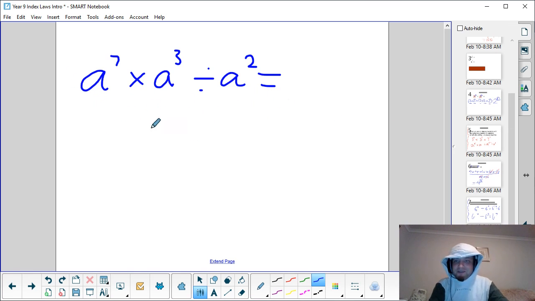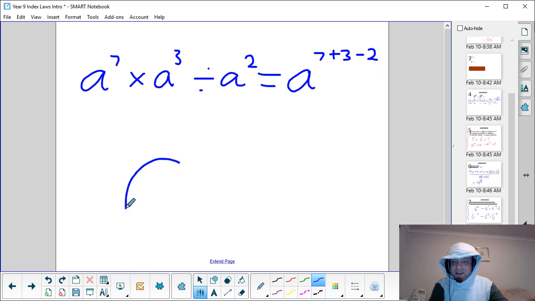Index law 1 says if I see a times in between these, I should be putting the powers together because it means I have more A's. And if there's a divided by, I should take the power away because there are less A's. So put the index laws to work. We can start with our power of 7 from the first one. Index law 1 says that I should add this power to get 3 more A's into it. And index law 2 says I should get rid of a couple of A's from the power.